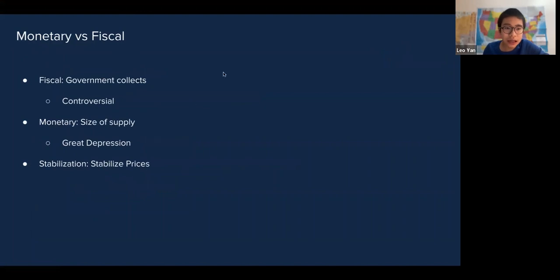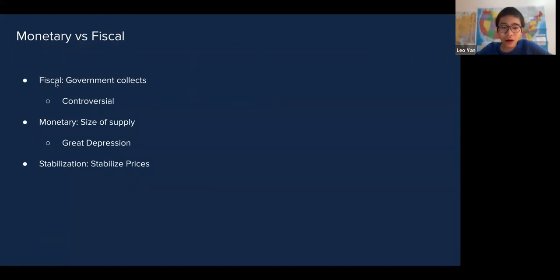The next section is the difference between monetary and fiscal. So this is just a clarification section between two keywords. And these keywords sound really similar, but there's actually a difference between them.